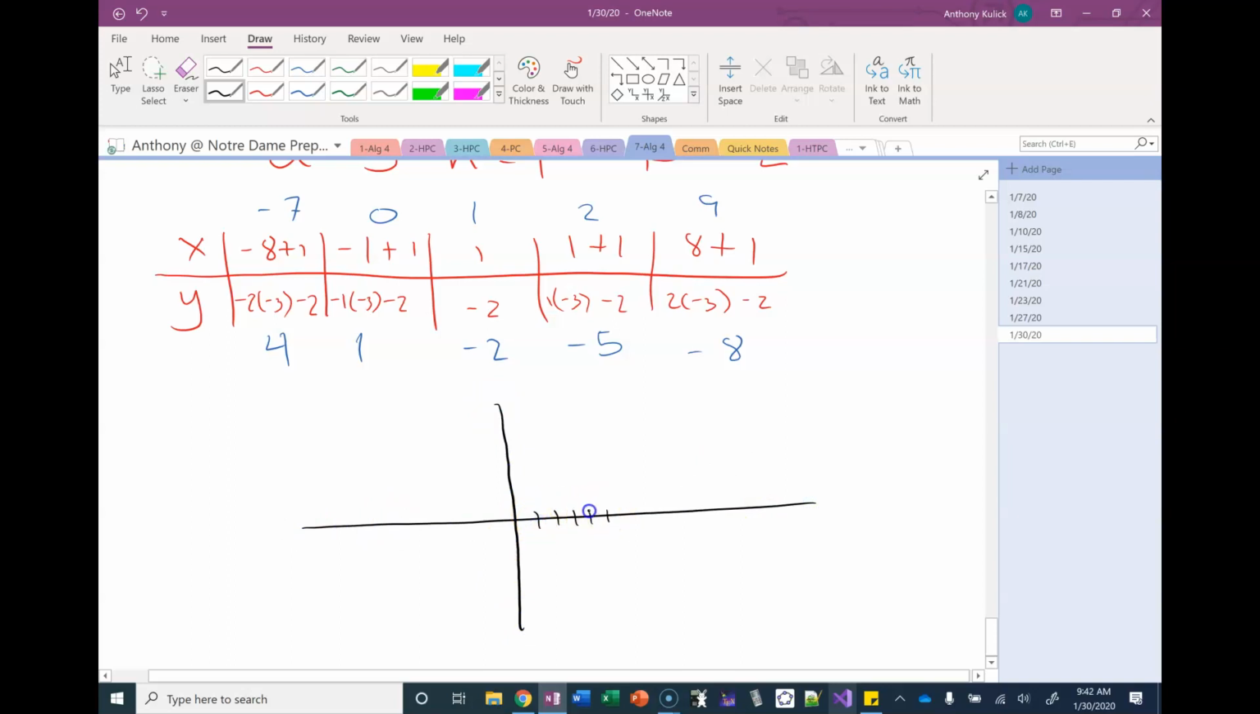So I have negative 7 and positive 4. I have 0 and positive 1. 1 and negative 2. I have 2 and negative 5. Then I have 9 and negative 8.